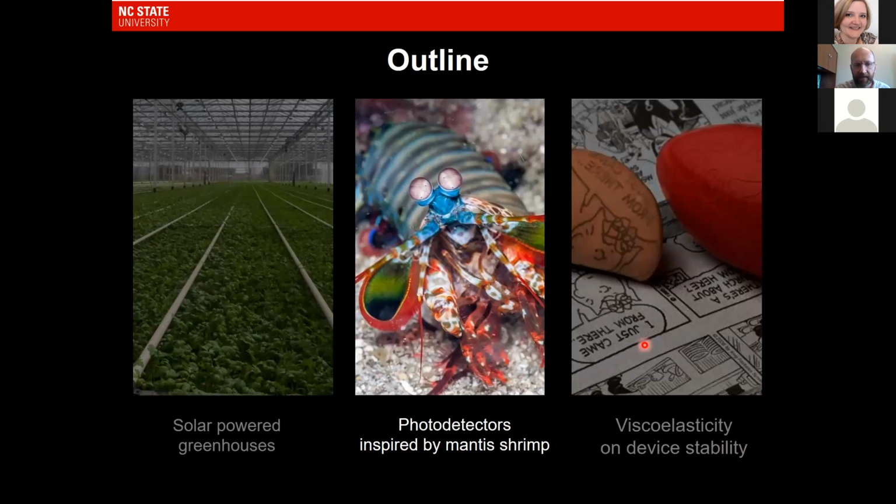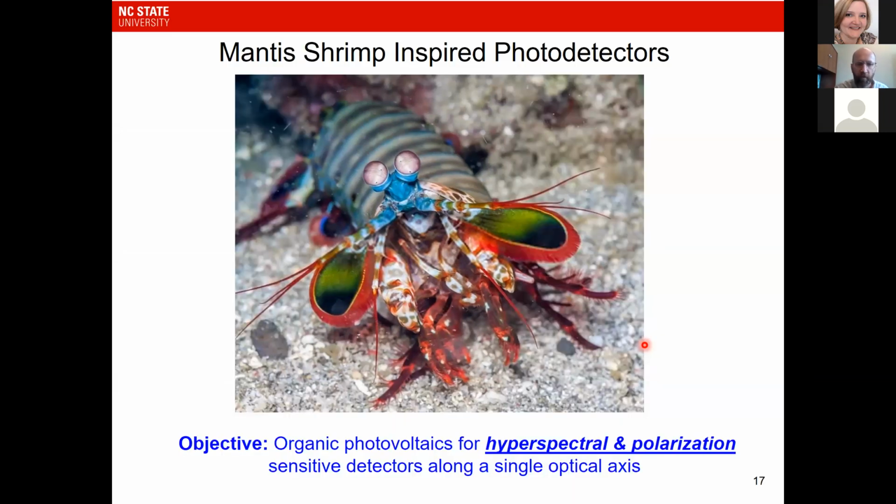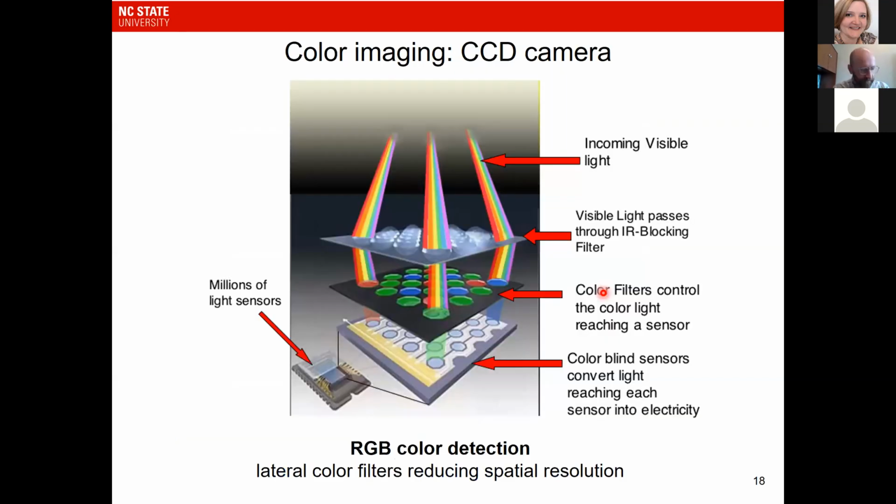The next topic I would like to talk about is photodetectors. So these photovoltaic cells can be used for solar energy harvesting, but they're also just a light sensor in a way. And so we can use the same device structure as a photodetector. And what we try to do with these photodetectors is actually have hyperspectral and polarization sensitive photodetection. And it's really inspired by these mantis shrimp. And here's the eye of the mantis shrimp, which is one of the most advanced eyes in nature.